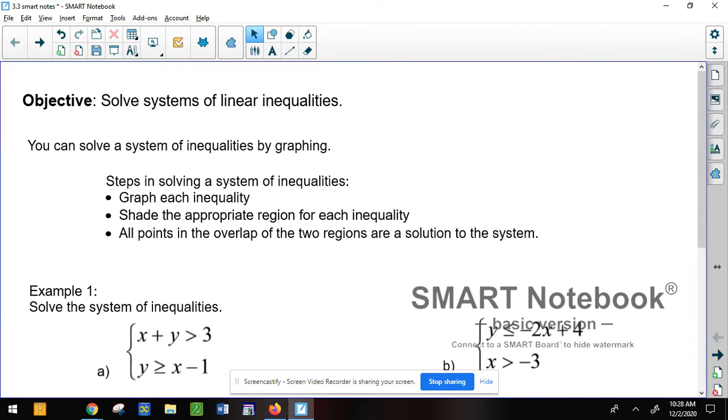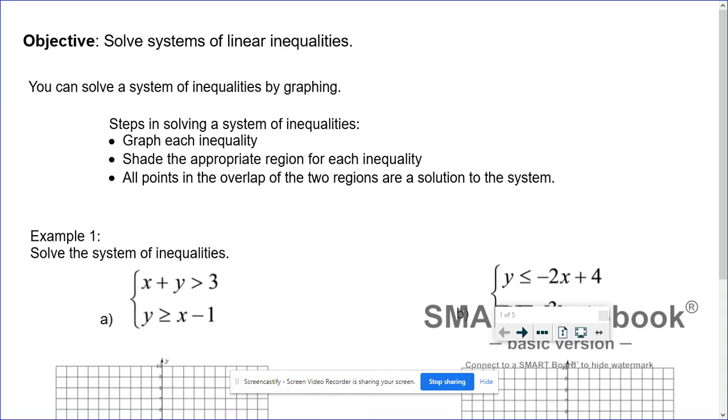Welcome to lesson 3.3. Our objective is we're going to solve systems of linear inequalities. The only way to solve these is by graphing. All right, so the steps to solve them, we're going to graph each inequality separately. We're going to shade the appropriate region of each inequality, meaning for each line, you're going to shade one side or the other. And then the part of the graph that is shaded by both is your solution region.